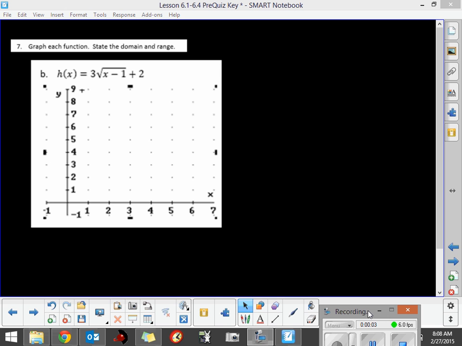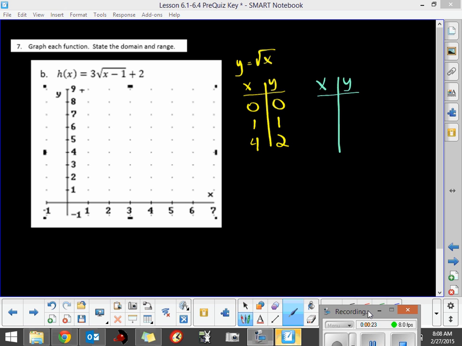In question 7b, once again, we are graphing a transformation of our parent function. So once again, we know that y equals the square root of x is our parent function, and if that's the case, then we have ordered pairs. If we take the square root of 0, it's 0, the square root of 1 is 1, the square root of 4 is 2, and we're going to change those ordered pairs into the new transformed data by all the alterations made to our parent function.